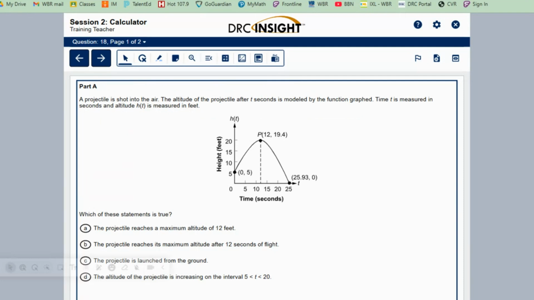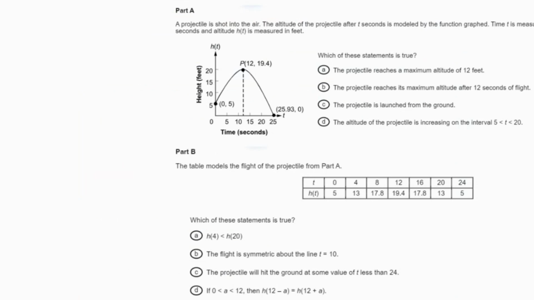The projectile reaches its maximum altitude of 12 feet. I am going to work this one back in here just so we can see it. The maximum height of 12 feet. What is the maximum height of my parabola? It's 19.4, so I know that this is incorrect. The projectile reaches its maximum altitude after 12 seconds in flight. 12 seconds is when it hits that max, so that is the right answer.